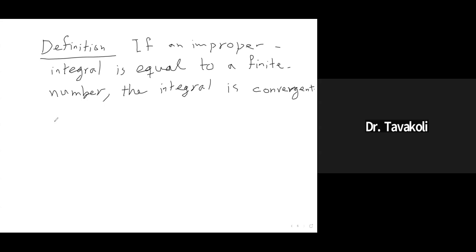Otherwise, it's divergent. So if we don't get a number, it's divergent. Let's do another example.